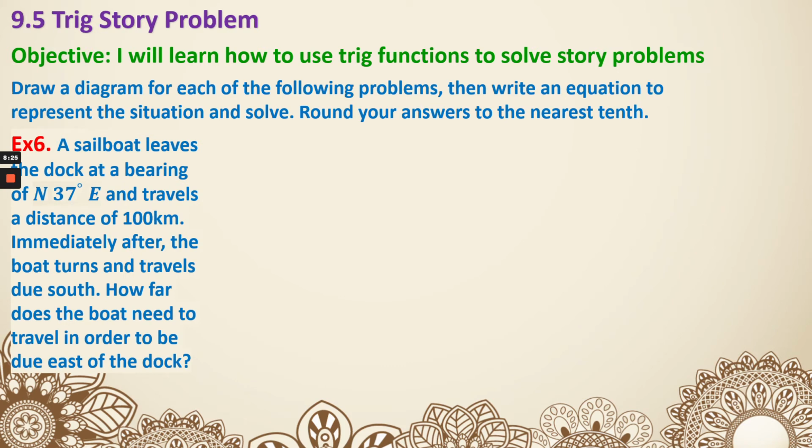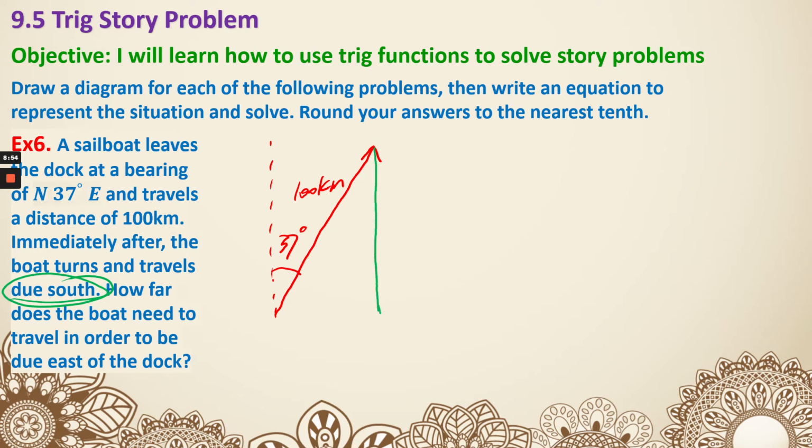Example 6. A sailboat leaves the dock at a bearing of north. So let's see, this is north, and it's 37 degrees east. So that's where the boat is actually going at first. And then it says it travels a distance of 100 kilometers. After that, the boat turns and travels due south. Due south actually means it's going toward south. How far does the boat need to travel in order to be due east of the dock?